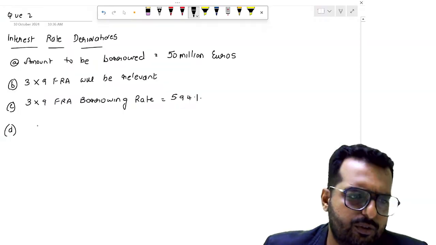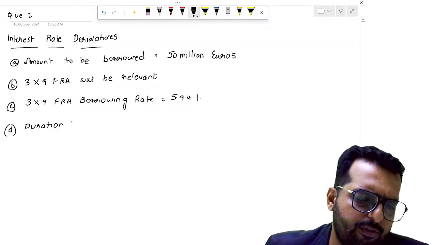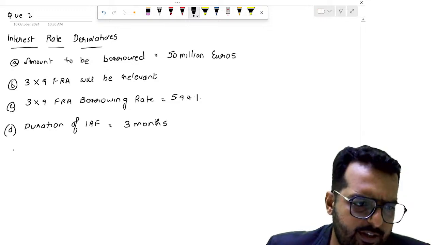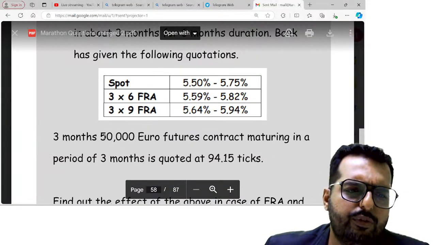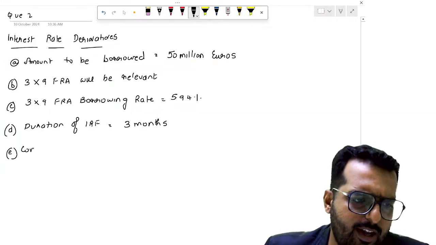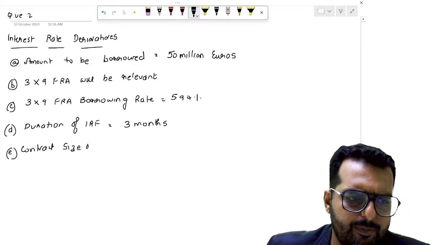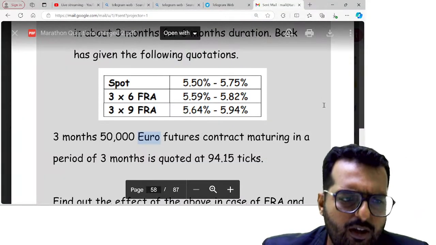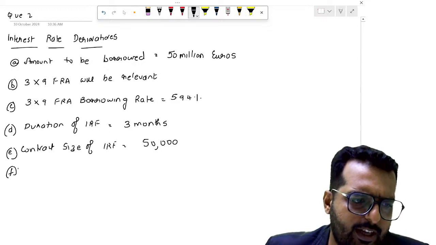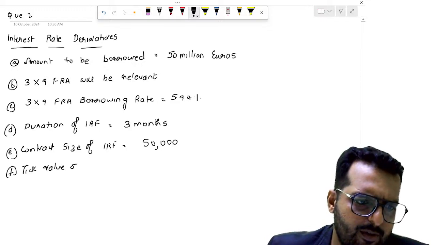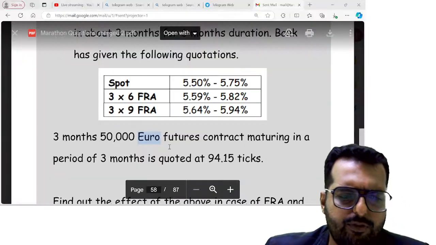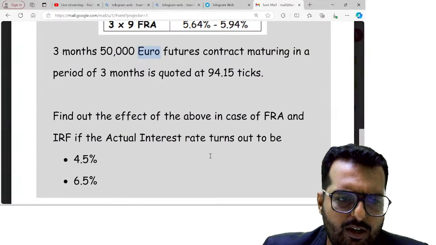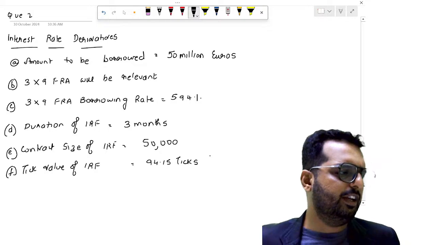3 months, 50,000 euro futures contract. So I'll write down duration of IRF is how many months? 3 months is the duration of IRF. 50,000 euro futures contract. So the contract size of IRF is equal to how much? 50,000. It is quoted at 94.15 tick. So tick value of IRF turns out to be how much? 94.15 ticks. Okay, that's it. Can you please put up this basic data in your books?